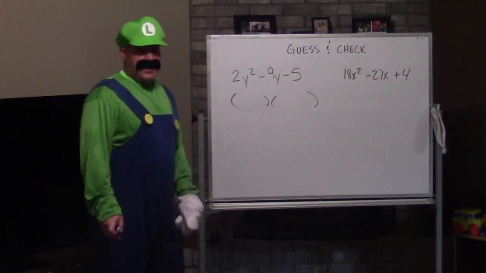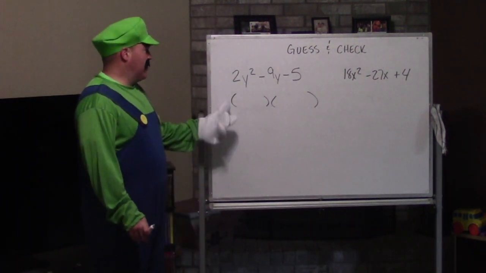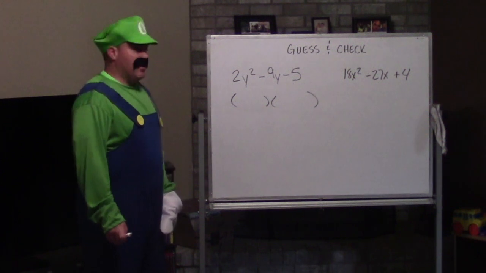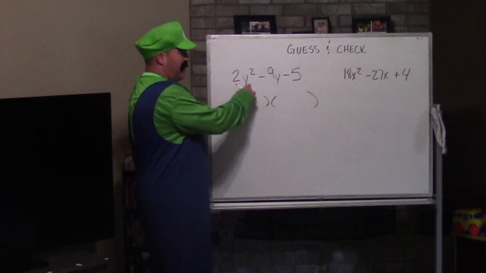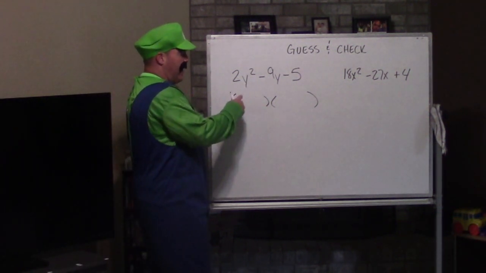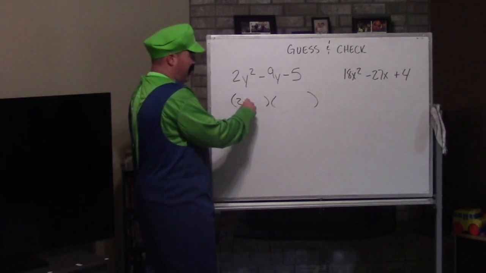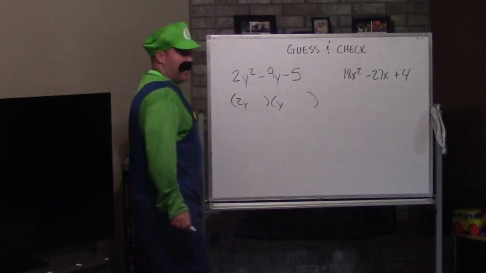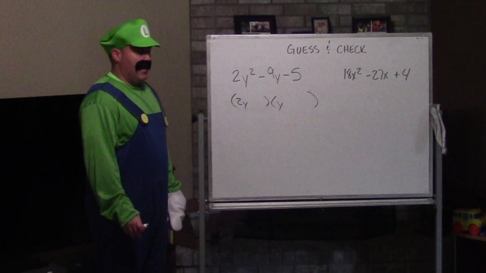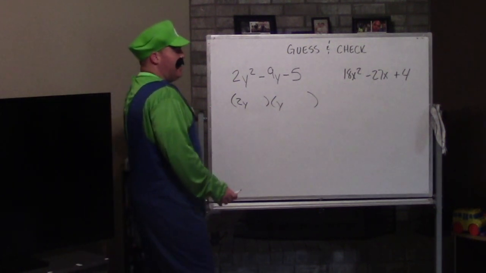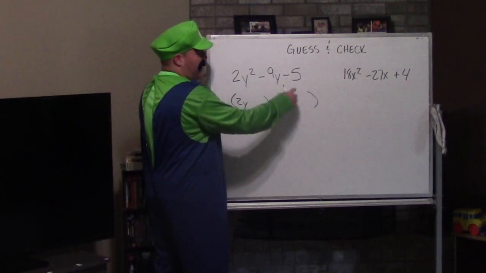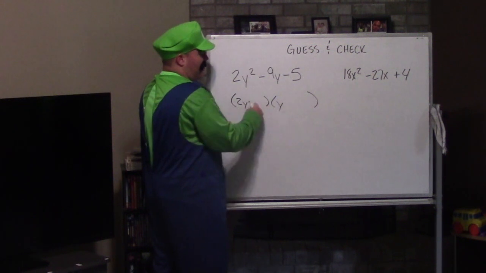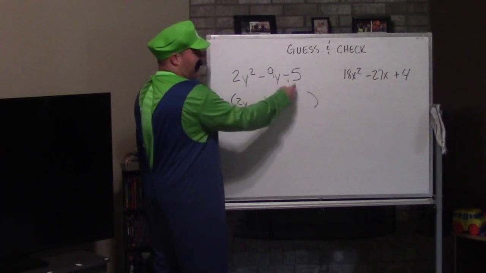And we're going to do exactly what it sounds like we're going to do. This first one is going to be pretty easy. There's only one way to get a 2y. I have to do 2y times y. So I'm just guessing. And then I've got a minus right here. So remember, these last two numbers have got to multiply to get negative 5.